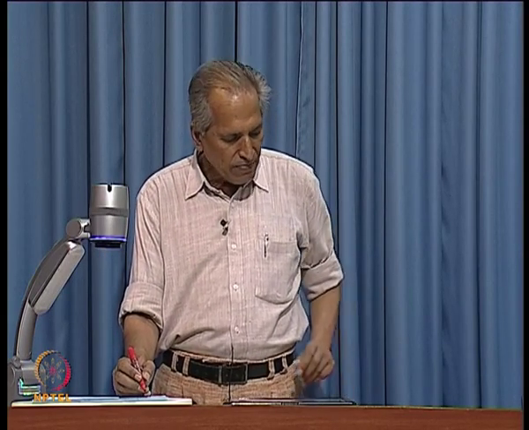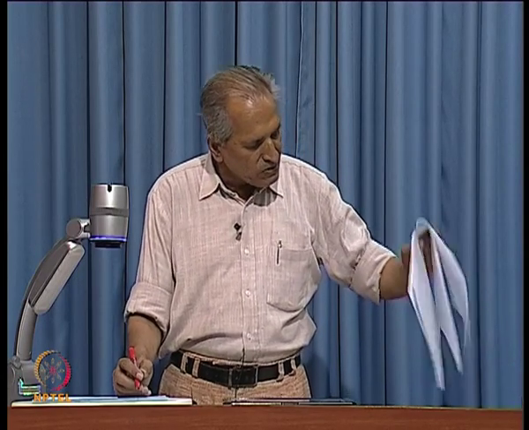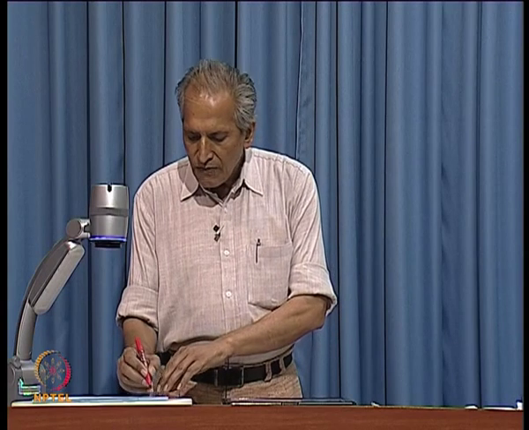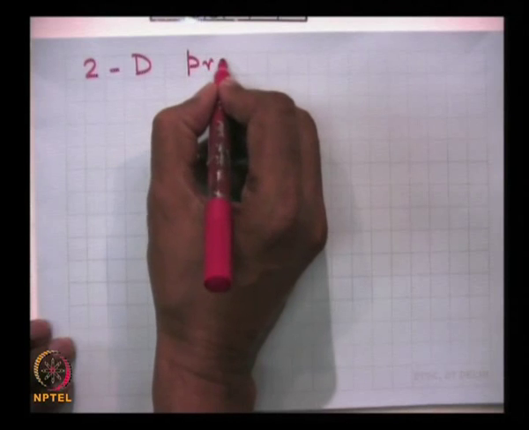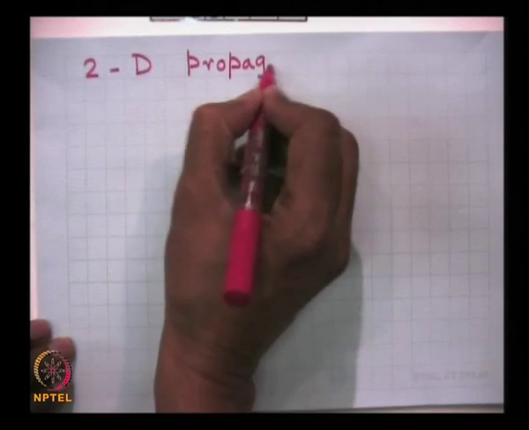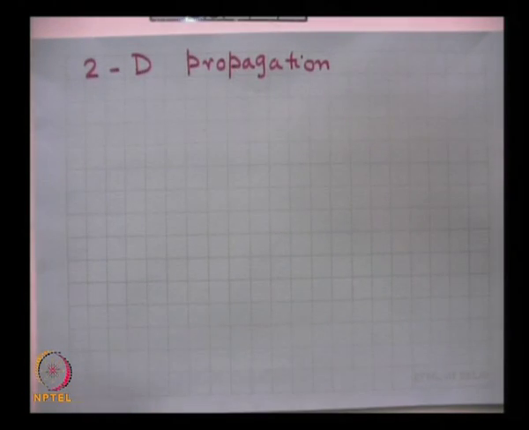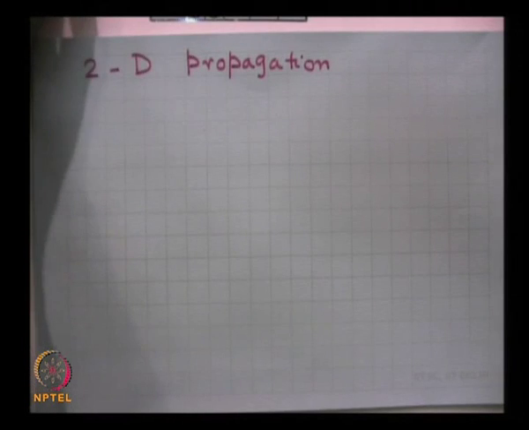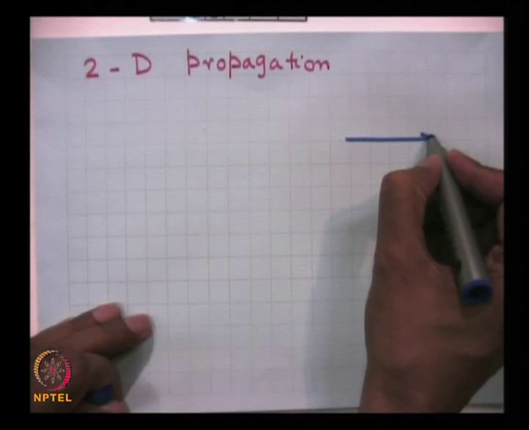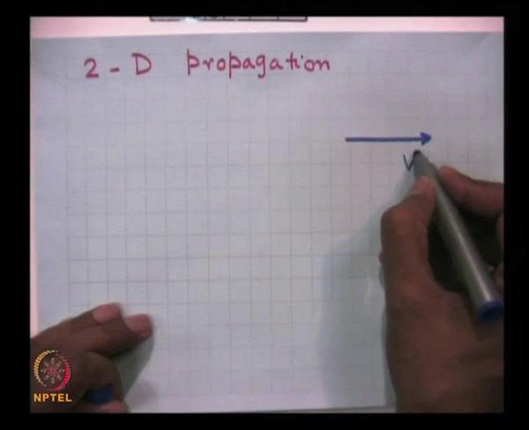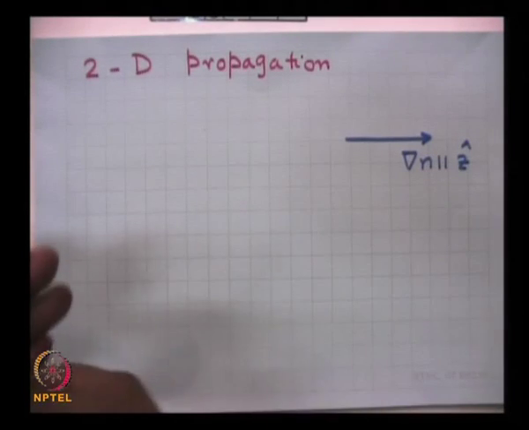Now, a few remarks regarding oblique propagation, that is called 2D propagation. It means the wave is not travelling in the direction of the density gradient, but at an angle to the density gradient. So, I have a plasma where the density gradient is like this, around the z axis for instance, but my wave is coming at an angle.